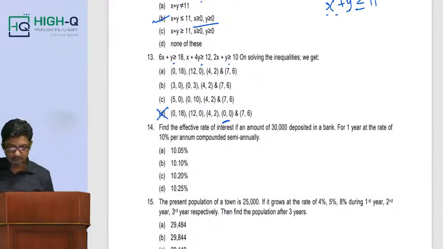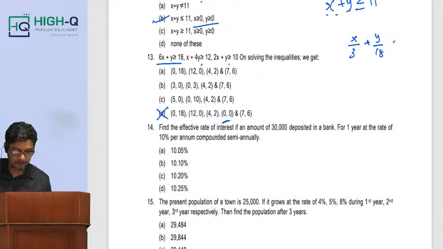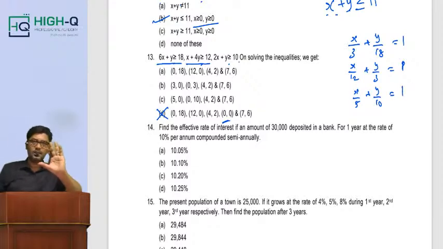Now look at this. For that also we have a shortcut. 6x plus y is 18, right? So divide each term by 18. What are you going to get? X by 3 plus y by 18, and on the right hand side you will get 1. Second one, divide each term by 12: x by 12 plus y by 3 is equal to 1. Divide each term by 10: x by 5 plus y by 10 equals 1. Only this part you need to handle.